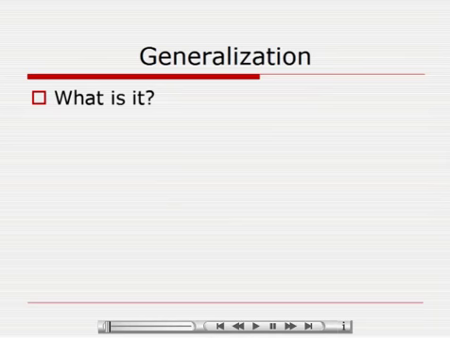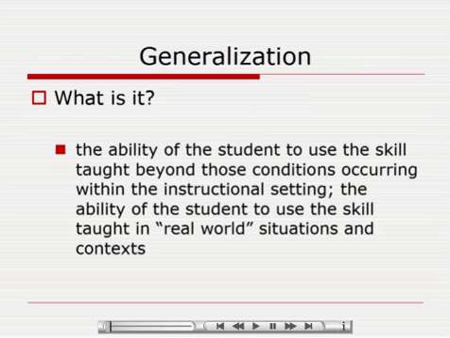Let's talk first about generalization and clarify this term. Generalization is the ability of the student to use the skill taught beyond those conditions occurring within the instructional setting. In other words, it's the ability of the student to use this skill taught in real-world situations and contexts. It's the ultimate outcome of instruction.